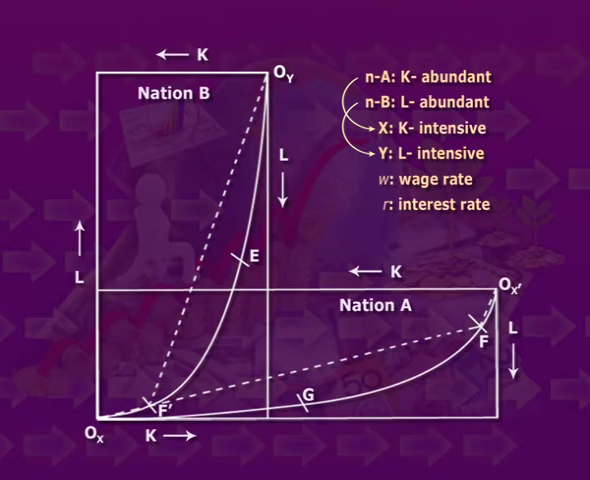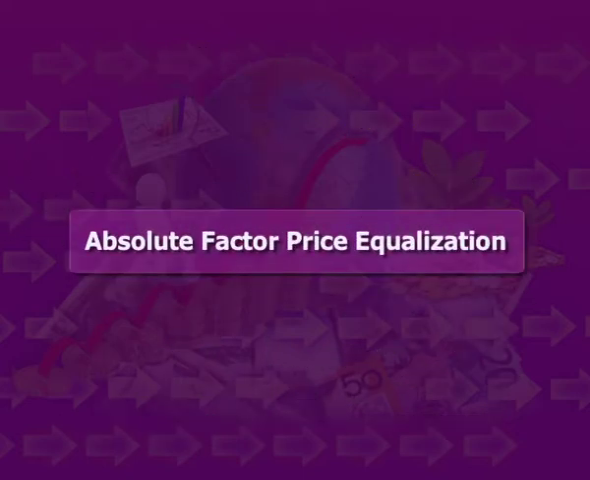Specialization of production continues until the KL ratio and W by R have become equal in the 2 nations. This happens when nation A produces at F and nation B produces at F dash. Let's discuss absolute factor price equalization. To understand this concept, we need to understand Euler's theorem.